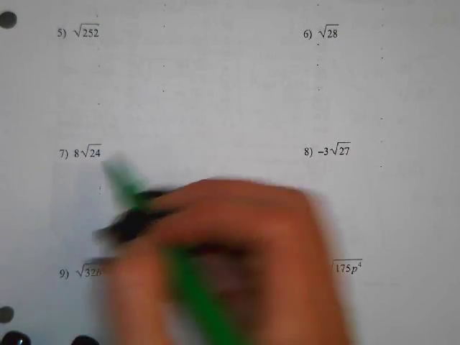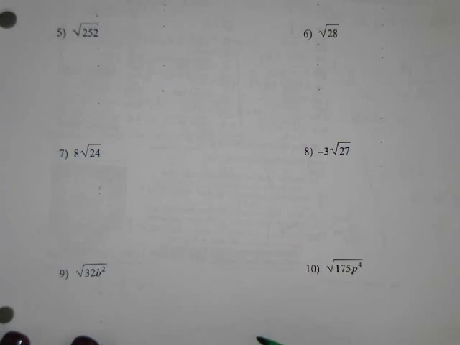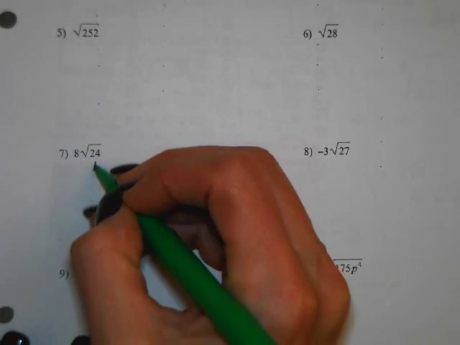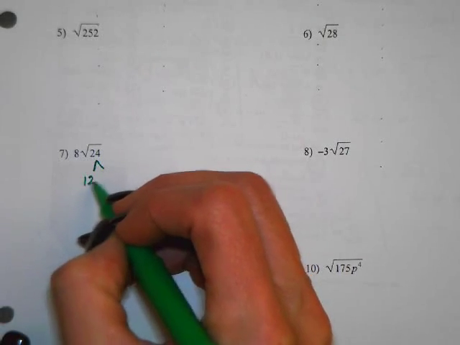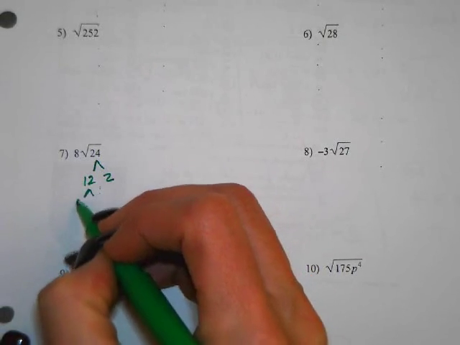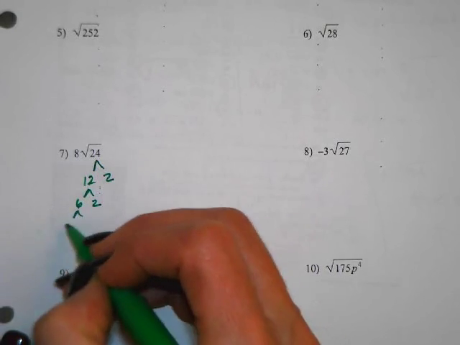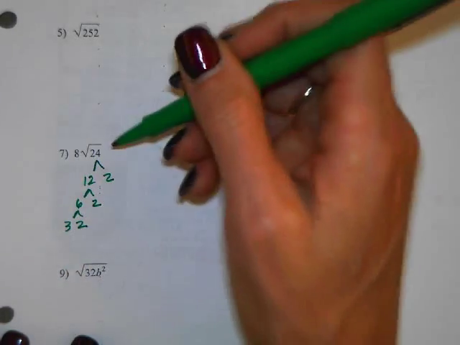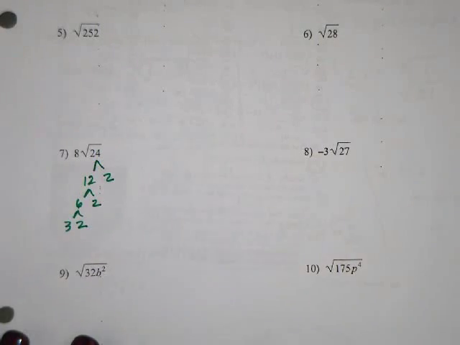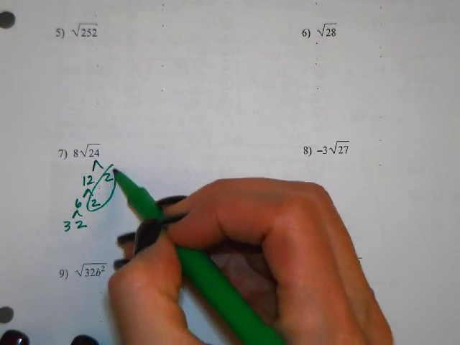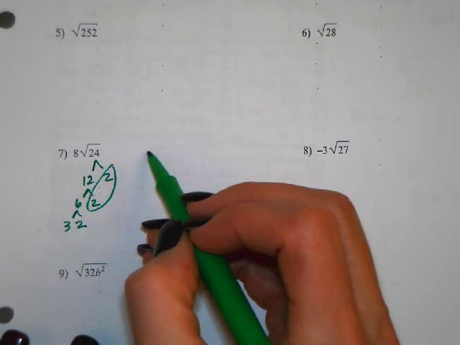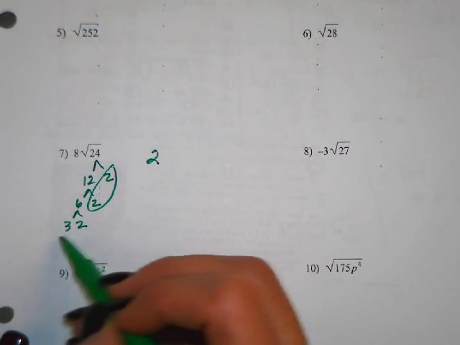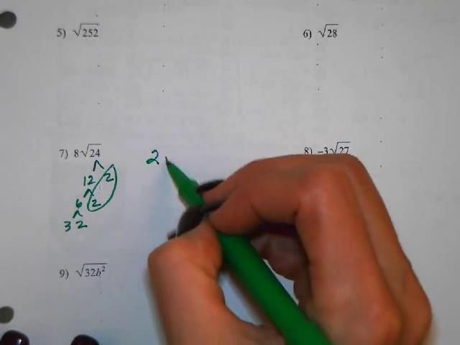So let's break down 24. So what's my index on this? 2. So I'm looking for 2 of a kind, right? I'm looking for 2 numbers that I can pull out. So let's do 24. We'll do 12 and 2, and then 12 we'll do 6 and 2, and then 6 we'll do 3 and 2. So I want to pull out groups of 2, or 2 of a kind. So I have 1 2 of a kind here. So I'm going to pull that 2 out. So I pull it to the left, and I'm left with 3 and 2 underneath, so that's going to be the square root of 6.